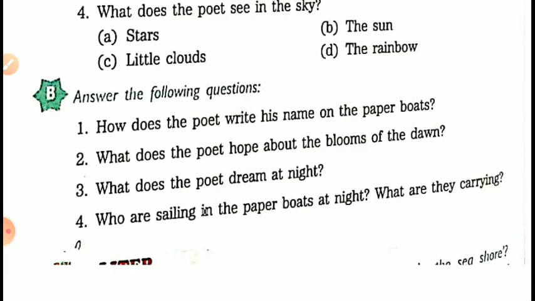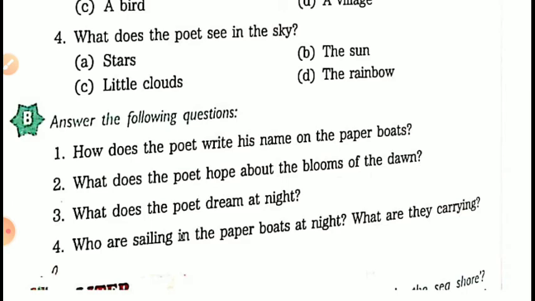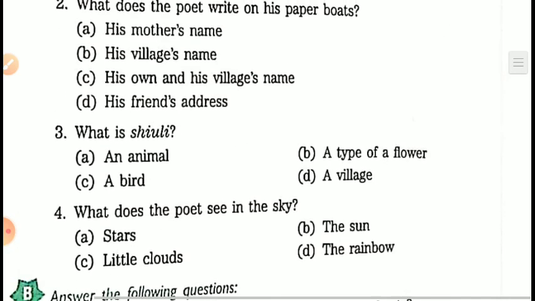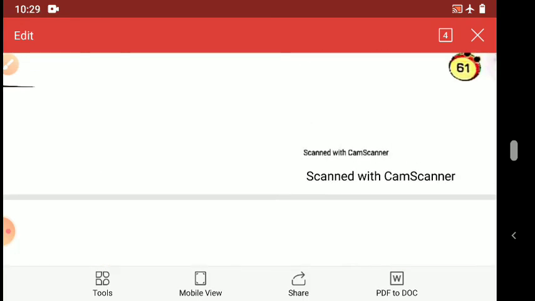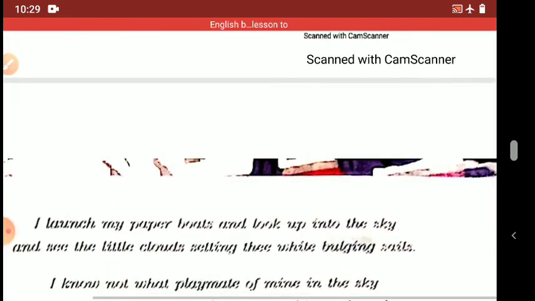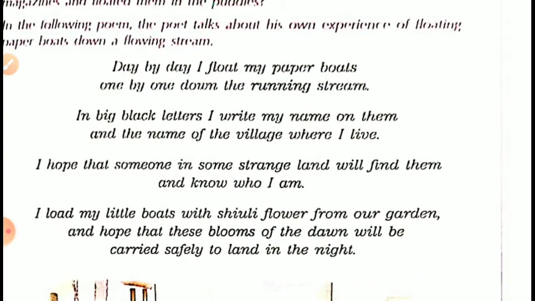I hope students now you all have understood the meaning of the poem, but there are certain things which you should remember. In this poem, why does the child write his name in big black letters? Because he wants the unknown person who will be finding his boats in a foreign land to know, after reading the name of the child and the address, that this boat has been made and set sail by a child whose name is this and he lives in that particular village.